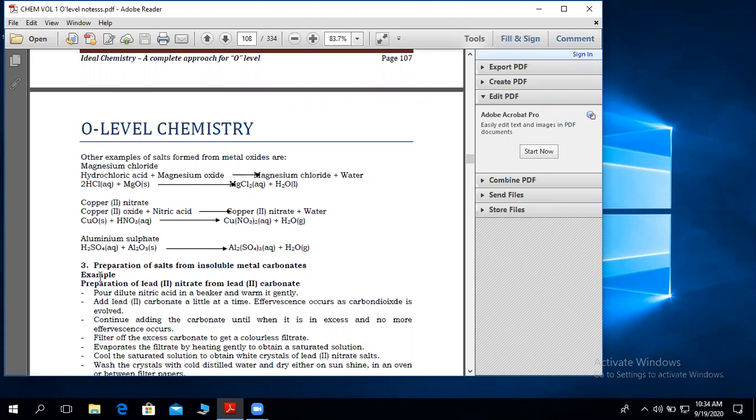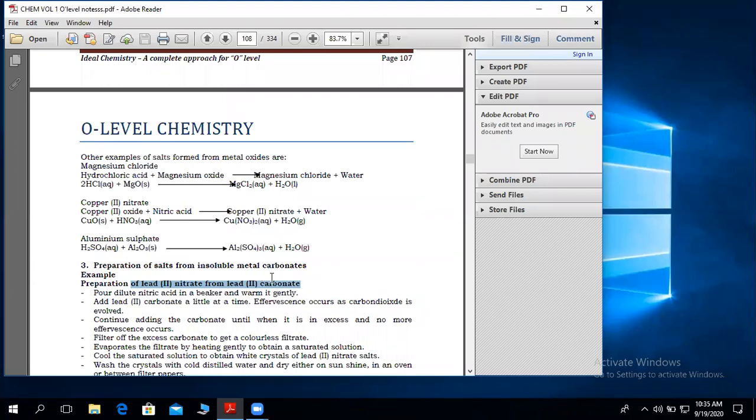So this time we are preparing lead 2 nitrate crystals from lead 2 carbonate. You add lead 2 carbonate a little at a time. Now, I told you the products are a salt, carbon dioxide, and water. Since carbon dioxide is formed, there will be effervescence or bubbles.